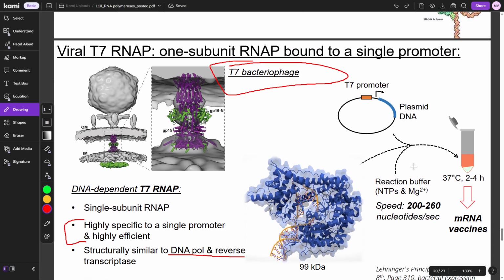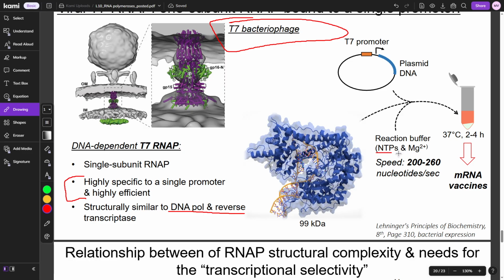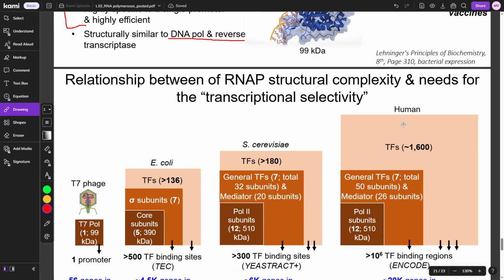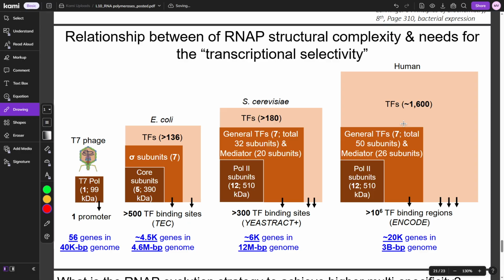To do the reaction for any polymerase, you need NTP and magnesium, right? Because magnesium is a cofactor for the active site, and NTPs, well, you need NTPs to make RNA, so, yeah. And here is just a nice schematic of what you should be thinking about for the different RNA polymerase structures.